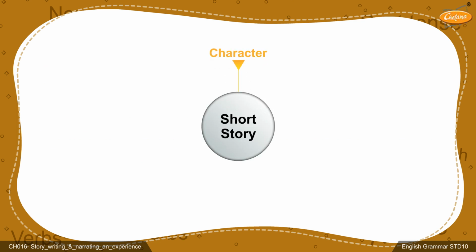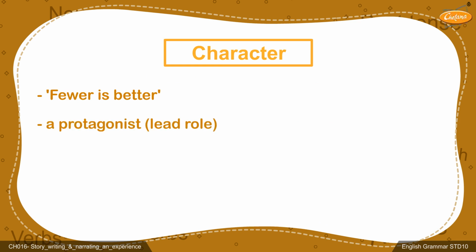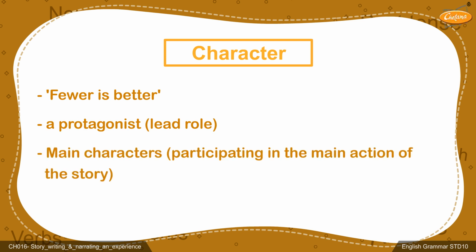There are 5 key elements to developing a story. Let's start off with characters. But in writing skill, remember to develop fewer characters, which includes a protagonist, lead character, the main characters who participated in the main action of the story.